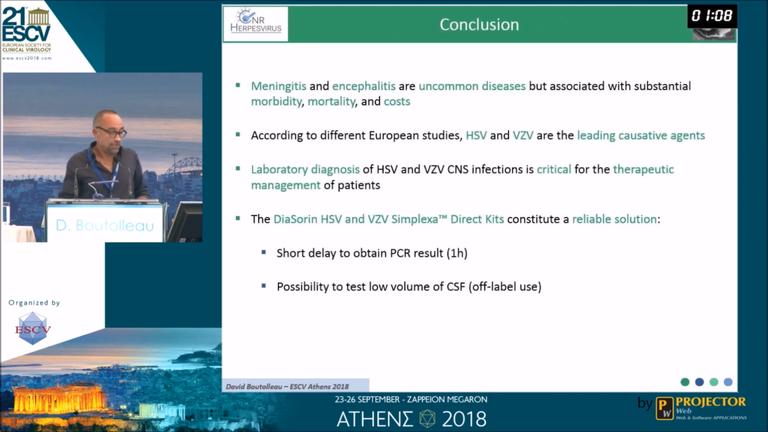So in conclusion, meningitis and encephalitis are uncommon diseases, but associated with substantial morbidity, mortality, and cost. According to the different European studies, but also studies performed in the United States, HSV and VZV are the leading causative agents. The laboratory diagnosis of HSV and VZV CNS infections is critical for the therapeutic management of the patient. And the DiaSorin HSV and VZV Simplexa direct kits constitute a reliable solution in our opinion, with a short delay to obtain a PCR result within 1 hour, and the possibility to test a low volume of CSF. Once again, it's an off-label use.